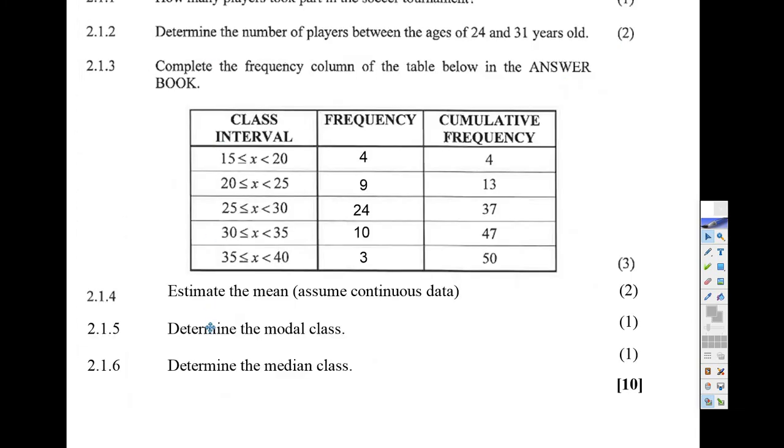The next two questions ask, what's the modal class? Well, that's just the class interval that has the most. Well, there's 24. That's the biggest number of people. So the modal class is between 25 and 30.